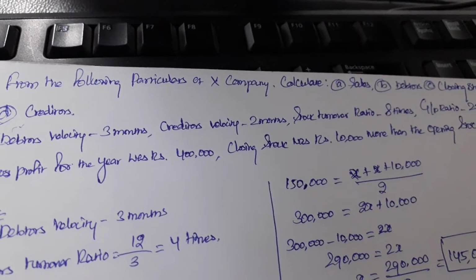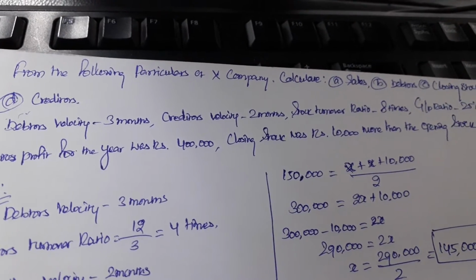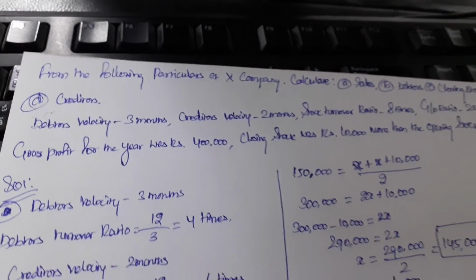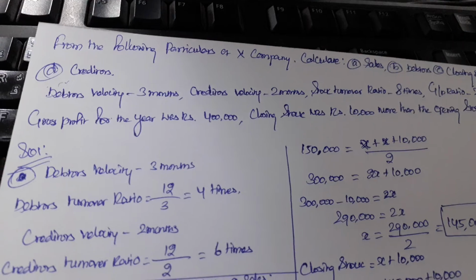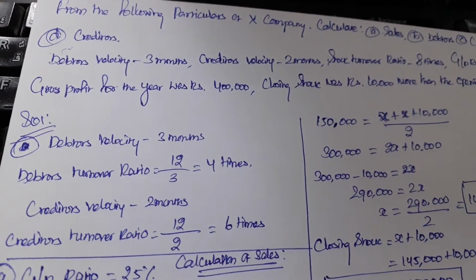Today's topic is all about how to find the sales, the debtors, closing stock, and the creditors value. It comes under ratio analysis in management accounting. So it is important from an exam point of view. Here is a problem through which we are going to solve this. Directly we are moving to the problem.